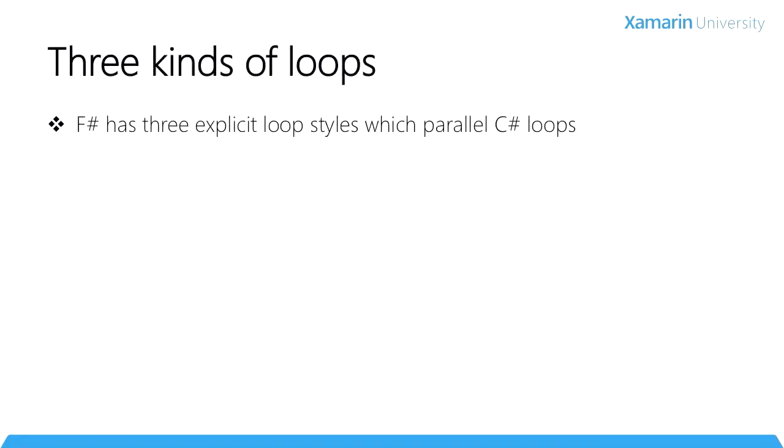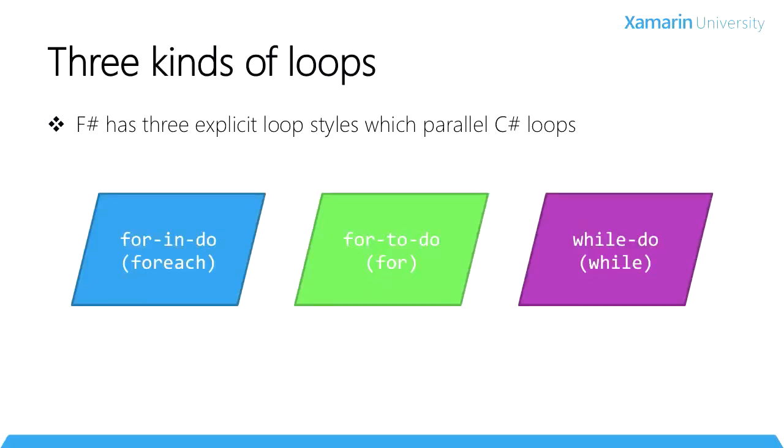Let's talk about loops. F#, as with most languages, has the ability to explicitly define loops in code and actually offers three different styles. First, the for in do, which is similar to C#'s foreach loop. The for to do, which is similar to a C# for loop, and then while do, which is similar to the C# while loop. These are certainly things that you'll often use in C#, and you can use the same programming style in F#.